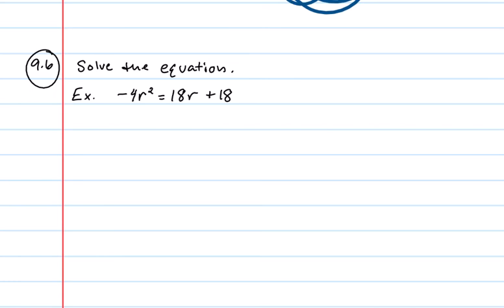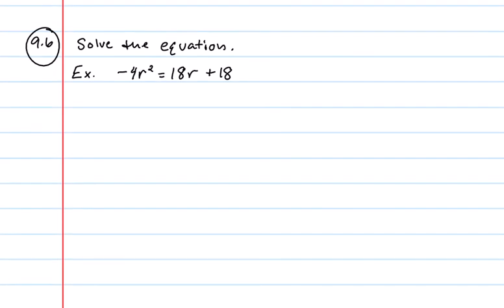Alright, next section. Solve the equation. Alright, so we are taking this one step further. We are going to be factoring, but then we're going to be using the zero product property. So let's go ahead and add that 4r squared onto both sides here, because we need this to equal 0. 0 equals, writing in order, 4r squared plus 18r plus 18.